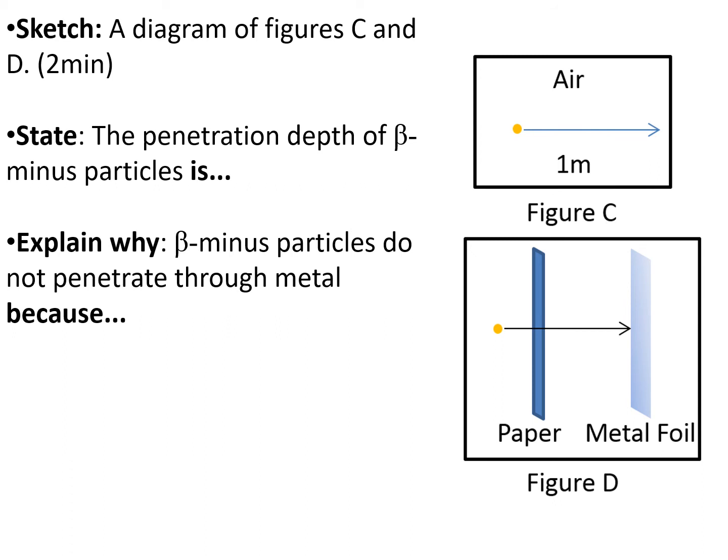Sketch a diagram of figures C and D. State the penetration depth of beta minus particles, and explain why beta minus particles do not penetrate far through metals.